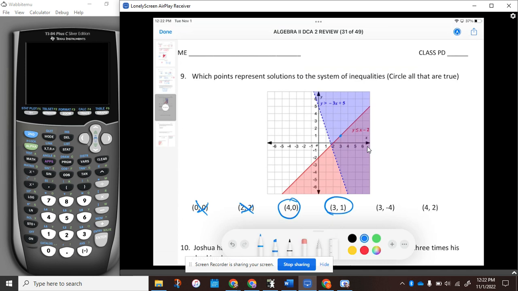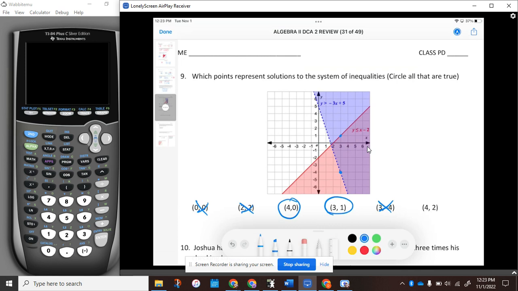But look at (3, -4), this point down here. (3, -4) is on the dotted line. The dotted line means that it's strictly greater than or strictly less than, right? So when it's on a dotted line, that point is not included. Points that are on the dotted line are not included in the shaded area. So (3, -4) is not going to count.